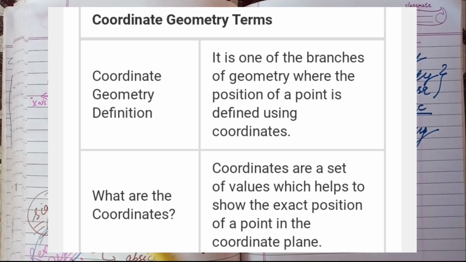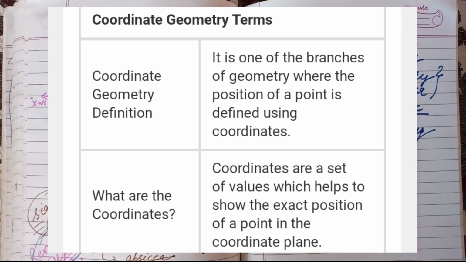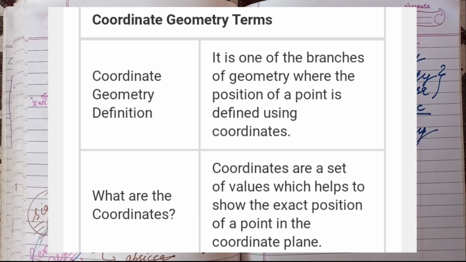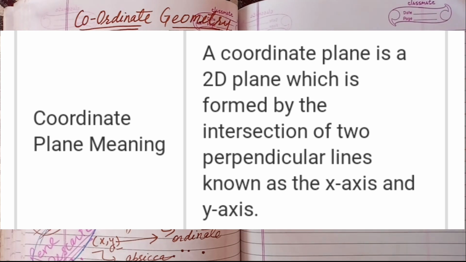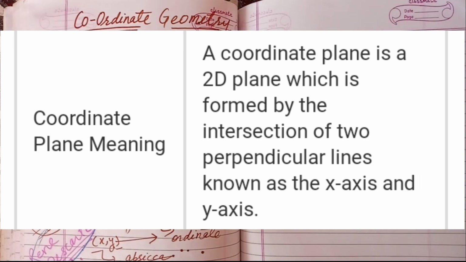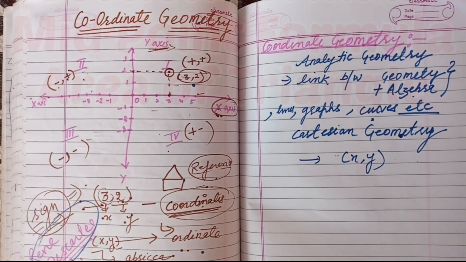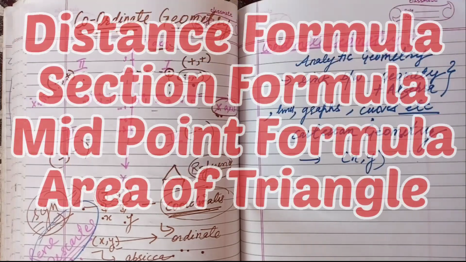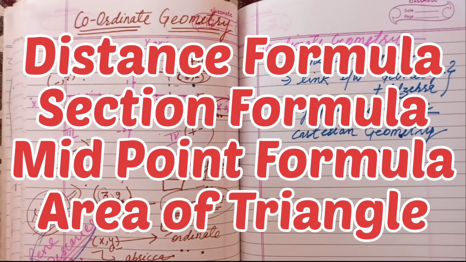And what are coordinates? Coordinates are the set of values that help to show the exact position of a point in the coordinate plane. Now, what is the coordinate plane? The coordinate plane is a 2D plane formed by the intersection of two perpendicular lines, that is, the x-axis and y-axis, right? So in coordinate geometry, we discuss three types of formula: the distance formula, the section formula, in which we discuss the midpoint theorem, and how to find the area of a triangle by using coordinates, right?